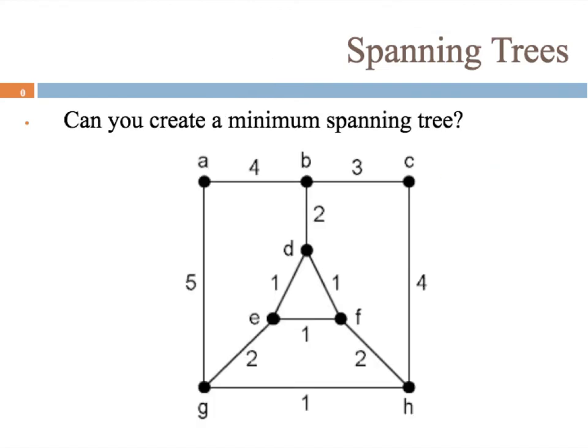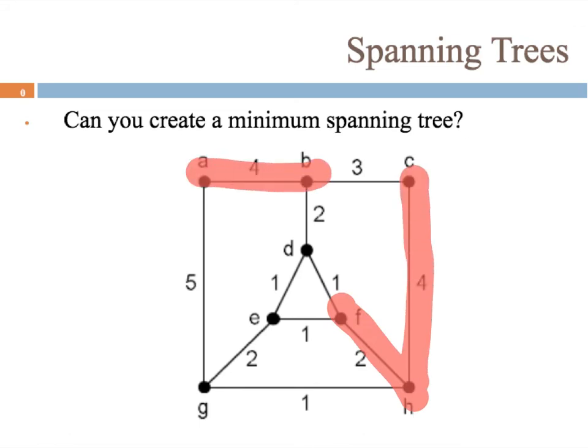Okay, last example on here. Can you create a minimum spanning tree? The goal here is to create a tree that has the least amount of total weight in the end. Notice that this time we have weighted edges. I'm going to do a quick example here just to help you get started. Let's say I want to connect these, maybe these guys. How about them?